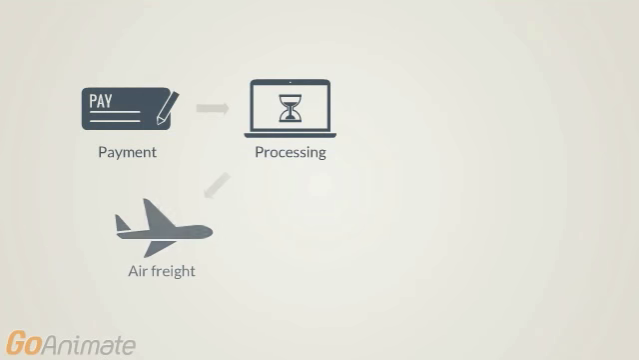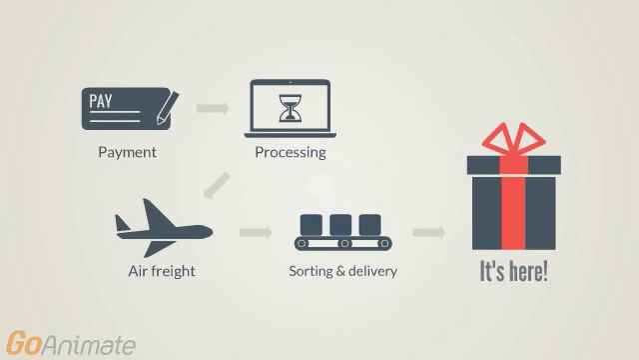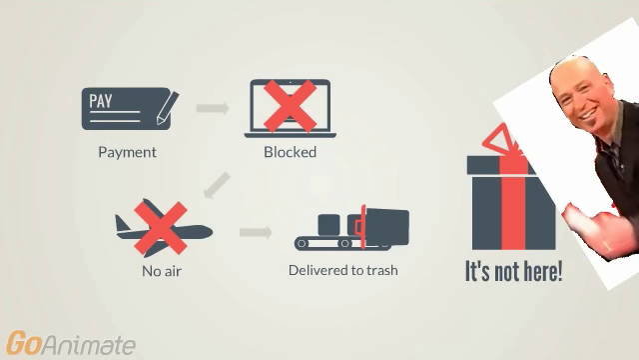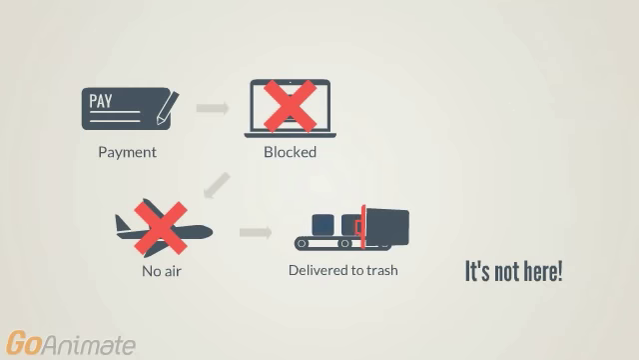Payment, plus processing, plus air freight, plus sorting and delivery, equals it's here. No, that is actually wrong. The connection is, payment plus blocked plus no air plus delivered to trash equals it's not here. By the way, the gift was $1 million and it belongs to me. Robbery alert. How in the world does it think I'm robbing a real thing when it's actually from a template? Are you kidding, Howie? Everything in these templates are real things.